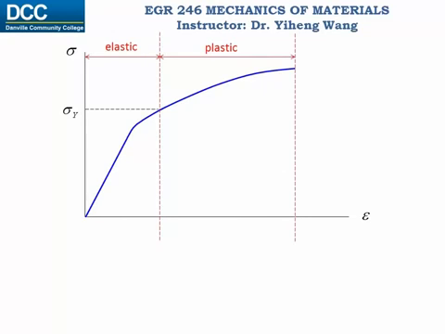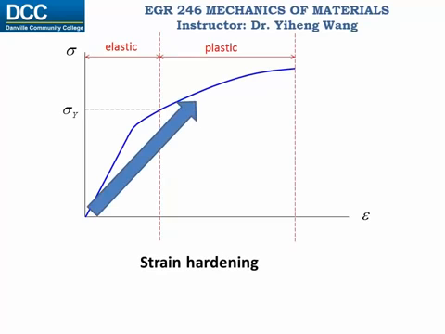Let's look at the stress-strain diagram for a ductile material. If we want to increase the yield point for this material, we can do some mechanical modification called strain hardening. We can load the material to a point that it passes its original yield stress, and at this point, the material will already have permanent deformation.